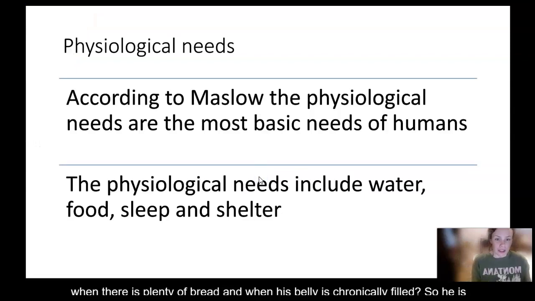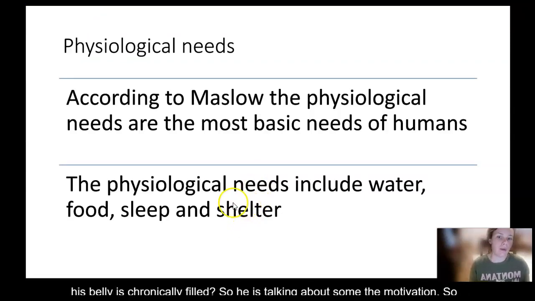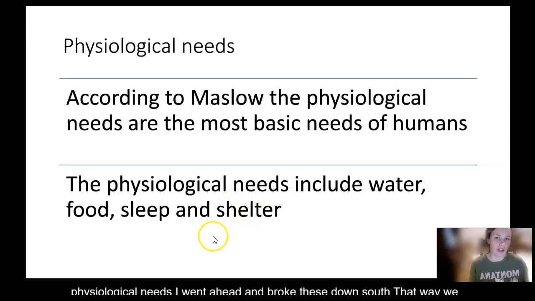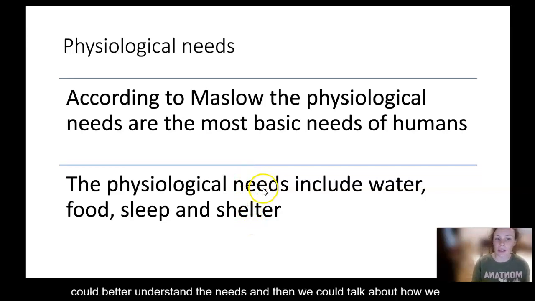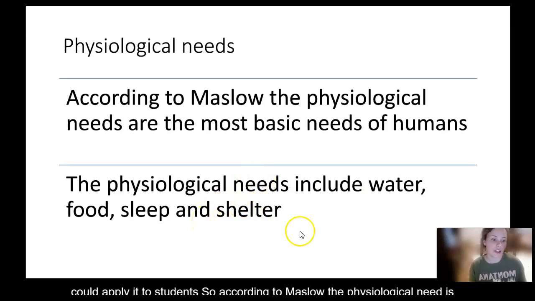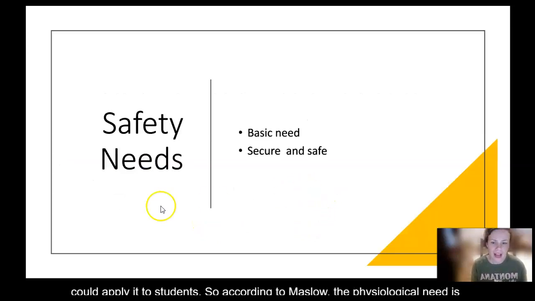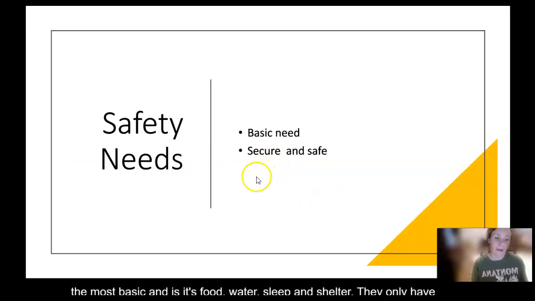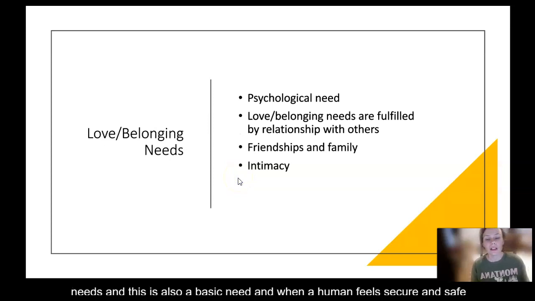So physiological needs, I went ahead and broke these down so that we could better understand the needs, and then we could talk about how we could apply it to students. According to Maslow, the physiological need is the most basic: food, water, sleep, and shelter. Then we have safety needs, and this is also a basic need, and it's when a human feels secure and safe in the environment.